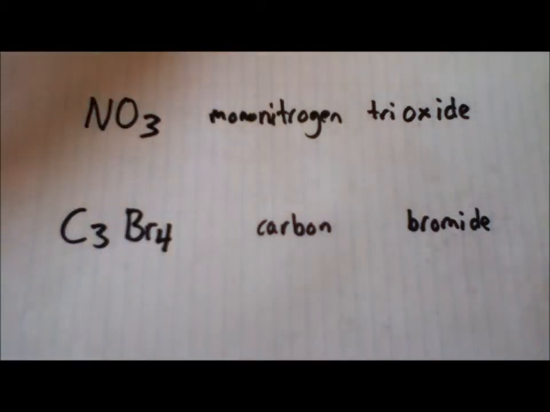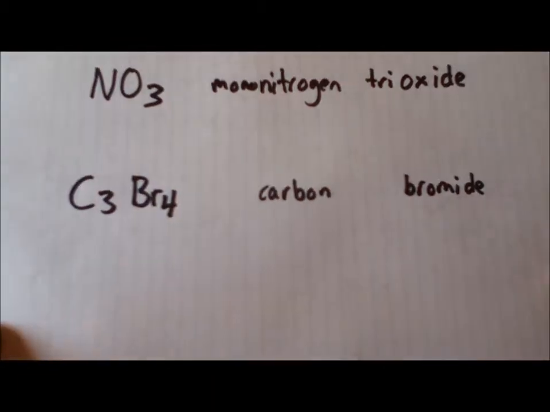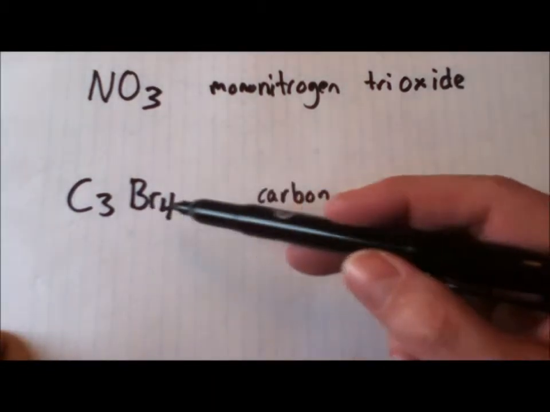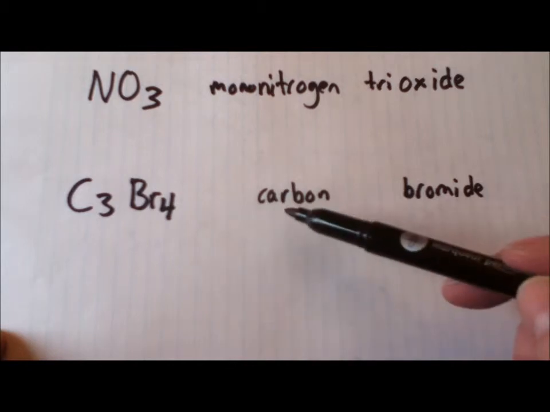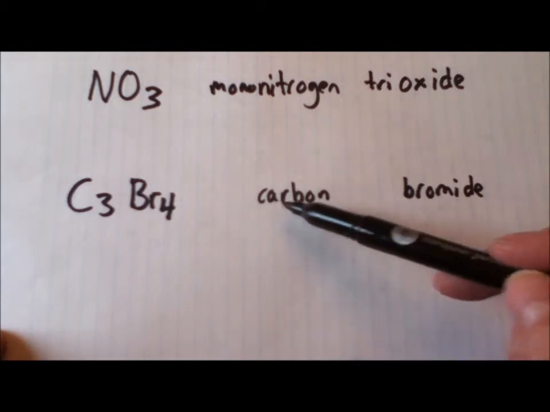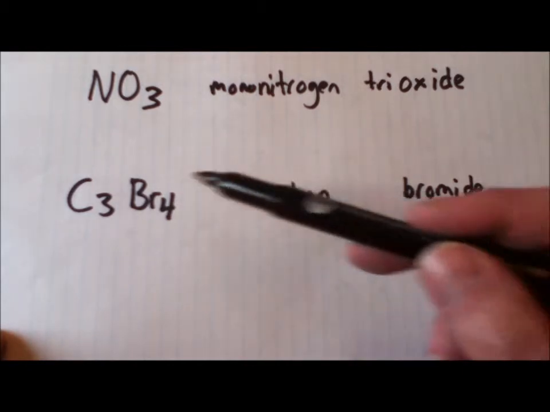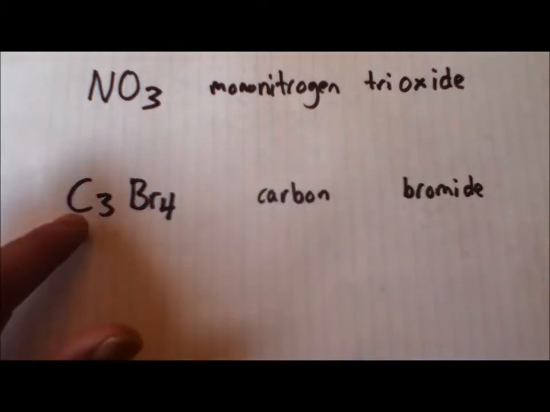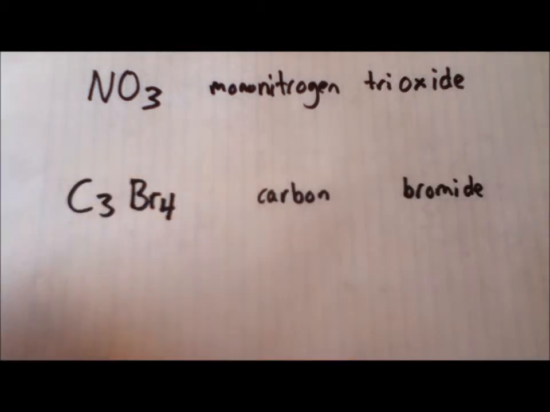Now what I want you to do is pause the video and see if you can figure out the answer to this next one. I've actually given you the first part of this. We're writing down the carbon and bromide for the symbols here, C and Br. You try and do the rest. So go ahead and pause the video right now.